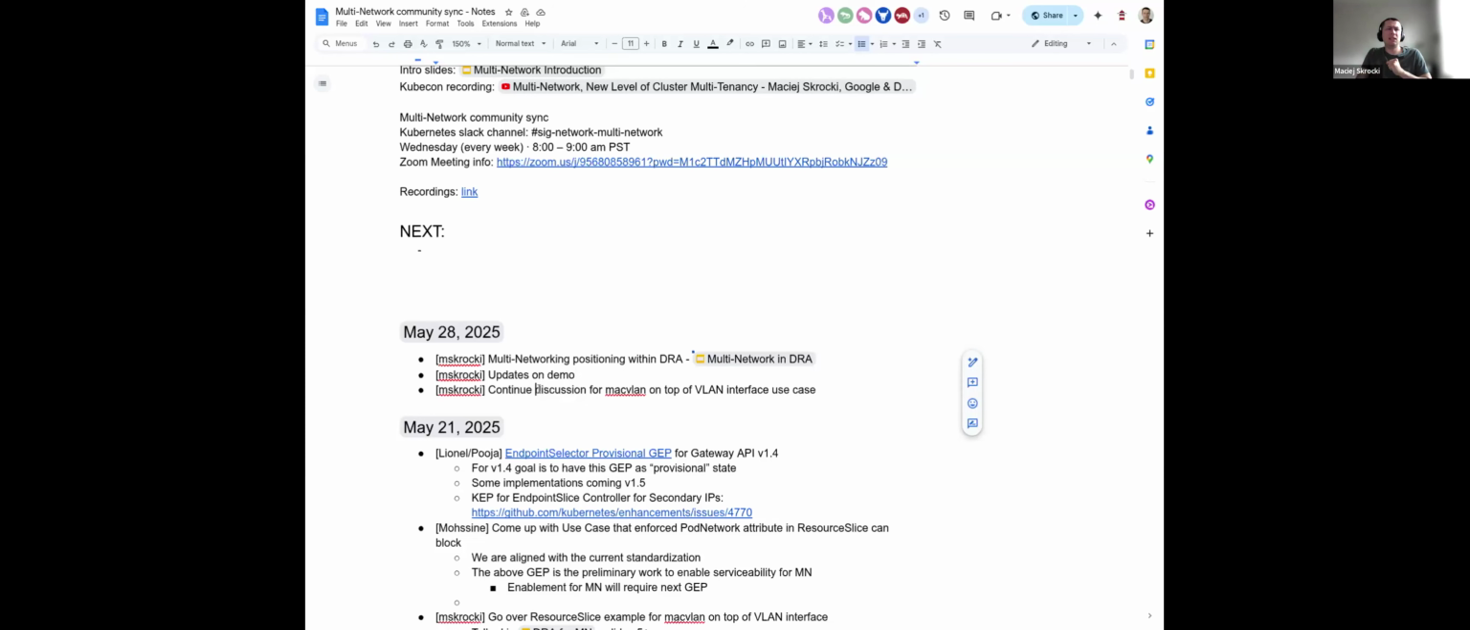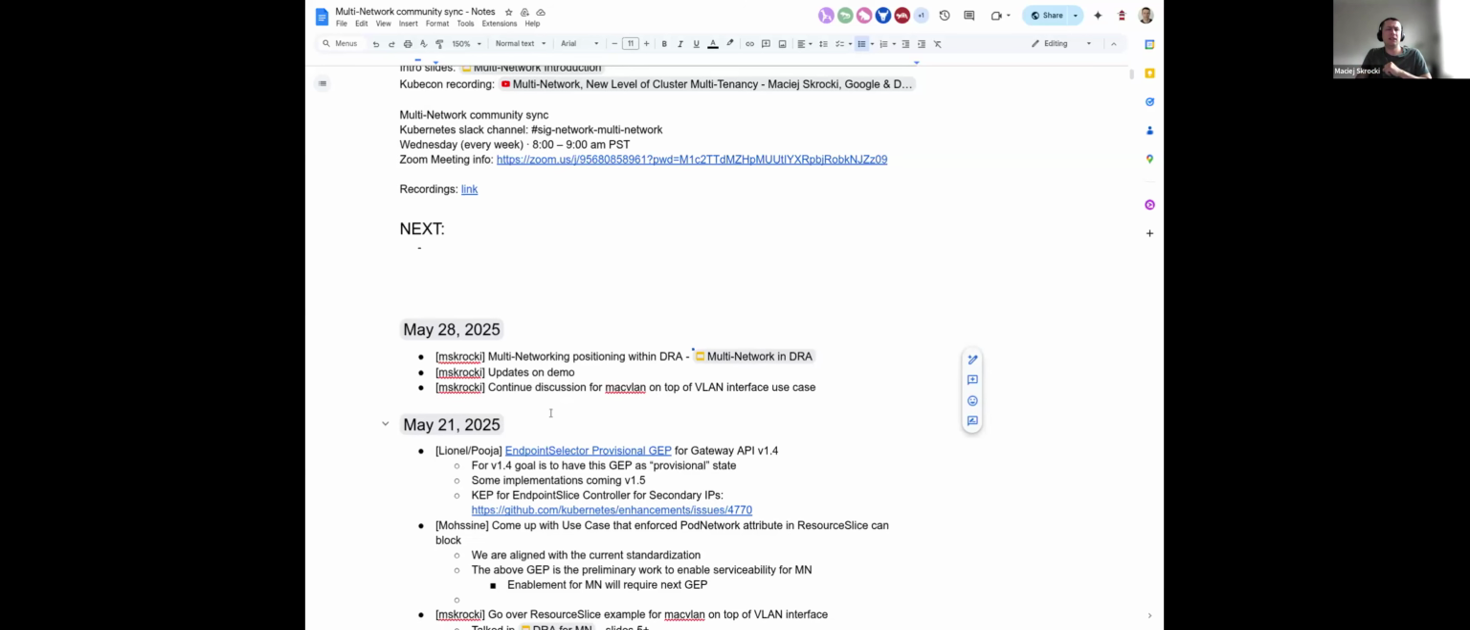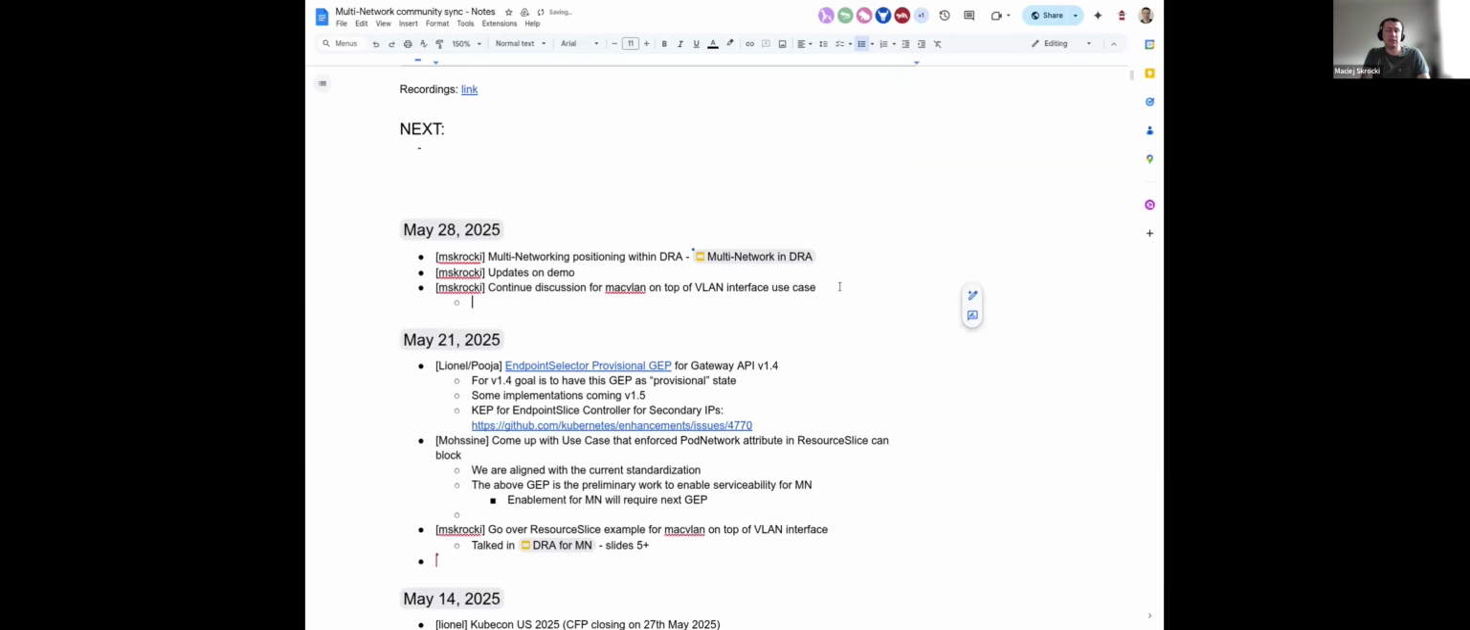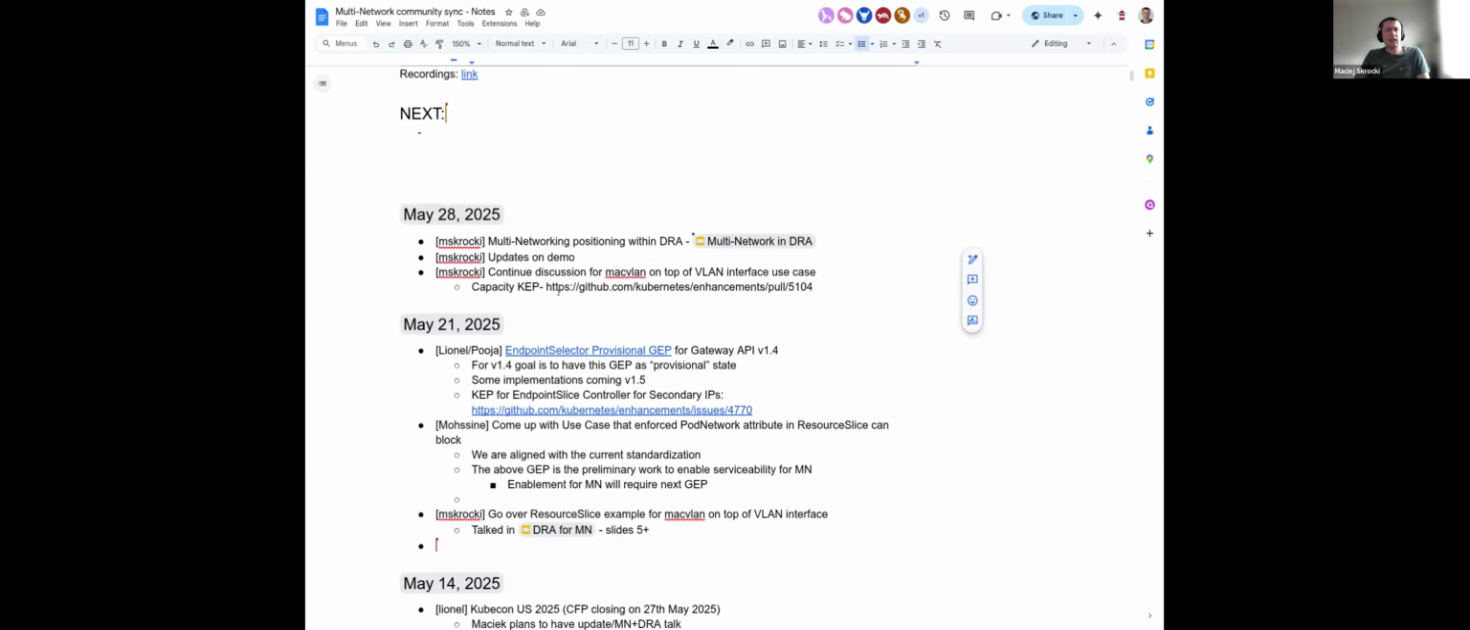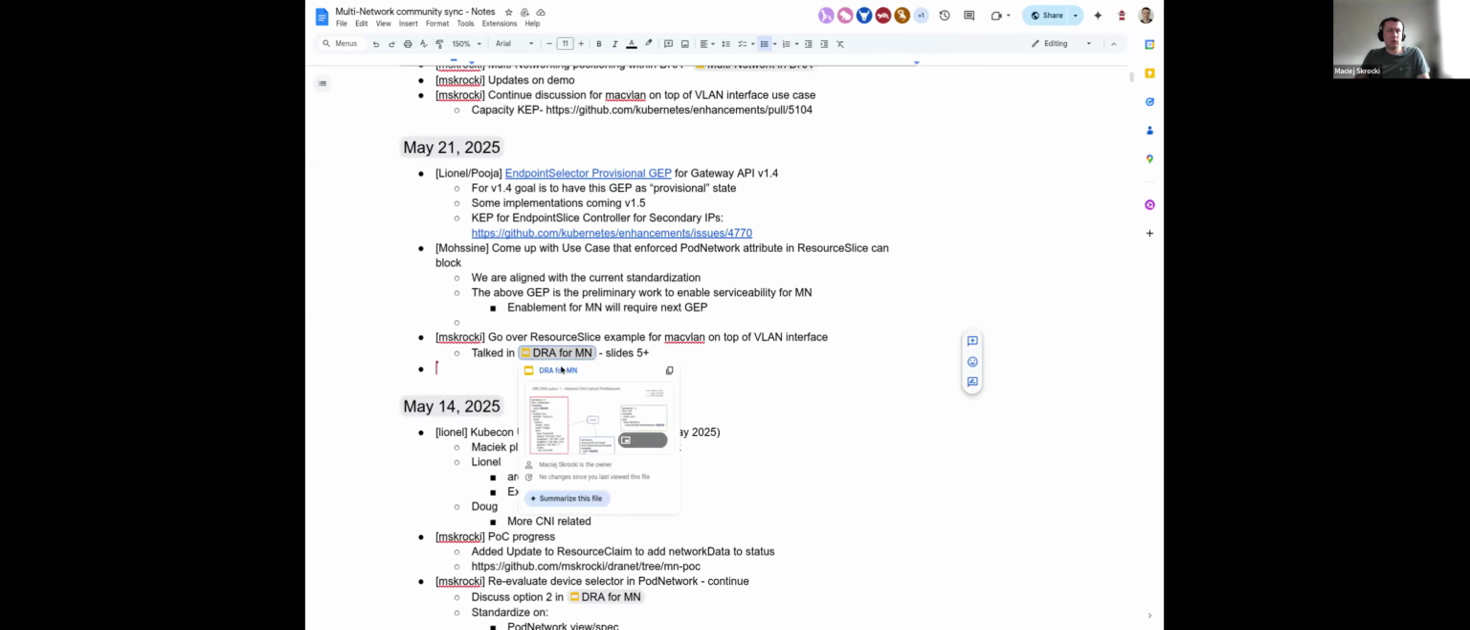The last piece is the MACVLAN, and I think the discussion around, I would say, the capacity KEP. I had it somewhere here. Yeah, if anyone is willing to look at what I have in mind. So this is the capacity KEP that's being opened. There's a lot of discussion around this. And I think our presentation was this one. Let me stop sharing and share this.